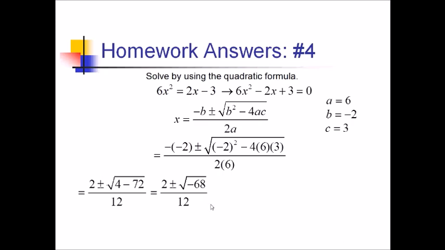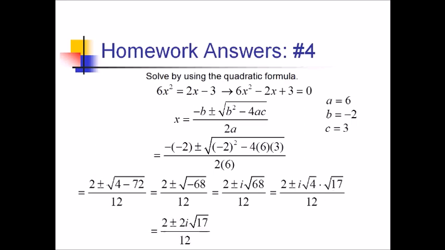And we're definitely going to have to simplify this square root a little bit. At the very least, we can take an i out because we have a negative inside the radical. We can go a little bit further, though. 68 is divisible by 4. We can split this up into 4 times 17. So then we could write this as 2 plus or minus 2i radical 17 all over 12.